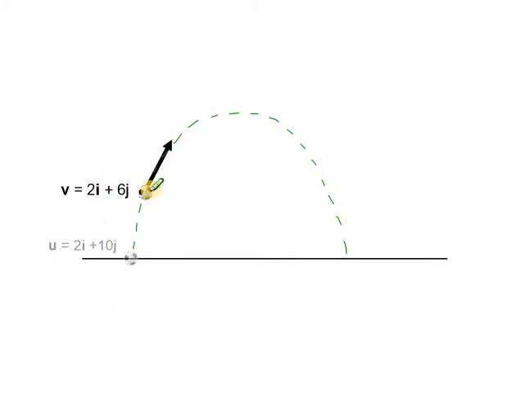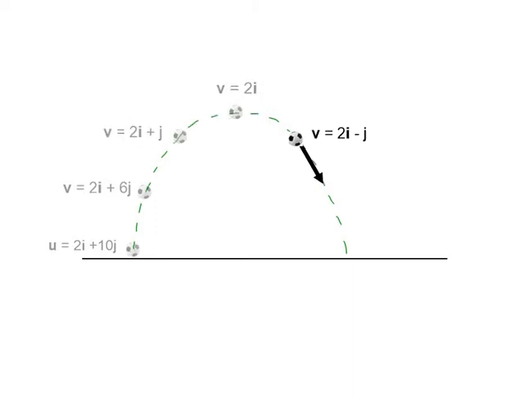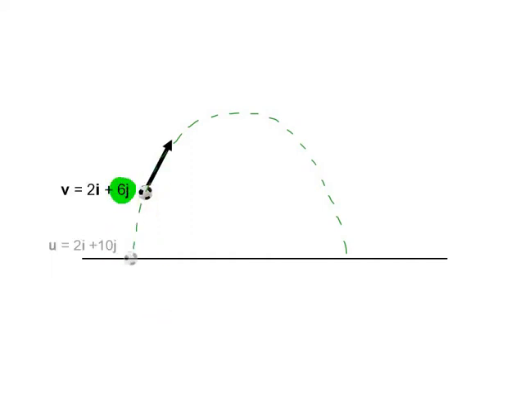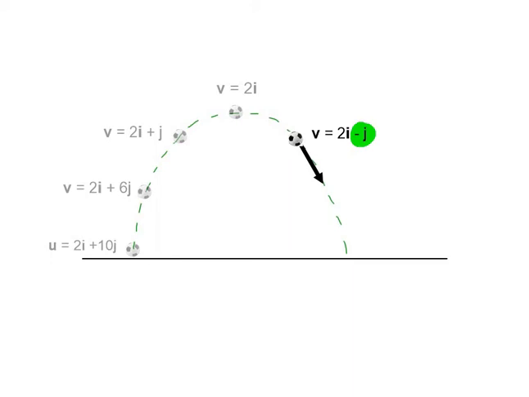The velocity at this point has a horizontal component of 2i meters per second. It has not changed. And it's still not changed, and you'll notice it's the same right throughout. The vertical velocity component was 10j meters per second. It's now changed, and again it's reducing until it's 0 at maximum height, and now it's negative as the ball comes down.